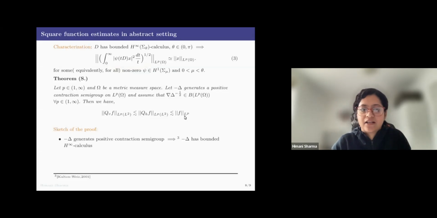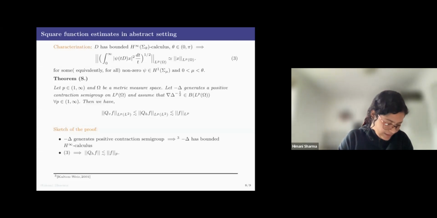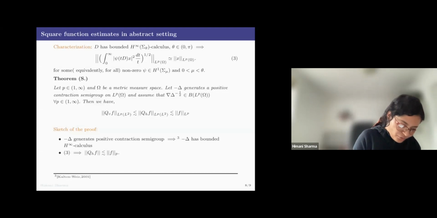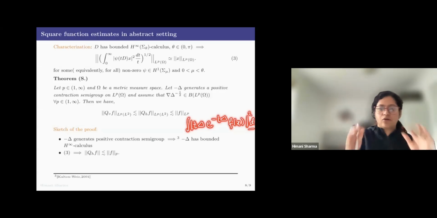Since the operator Δ generates a positive contraction semigroup, it has a bounded H-infinity calculus. This was proved by Carbonaro and Weis in 2001, that if that happens, we get the boundedness of the H-infinity calculus. Once we have that, we can apply the characterization that we have above. With the help of this characterization, we can start with Q_H. If you recall, our Q_H was the integral of |tΔ e^{-tΔ} f(x)|^2 dt/t, the whole to the power 1/2.